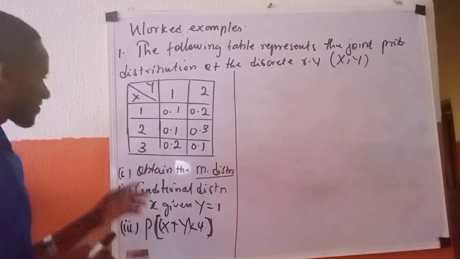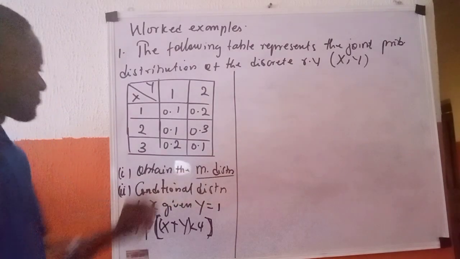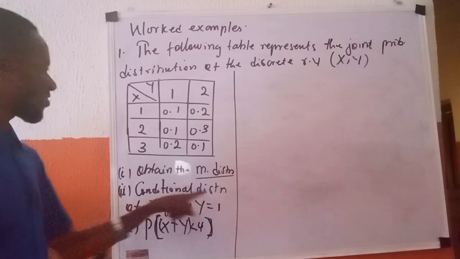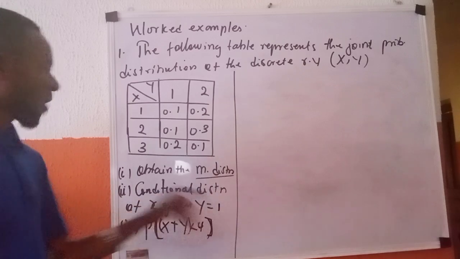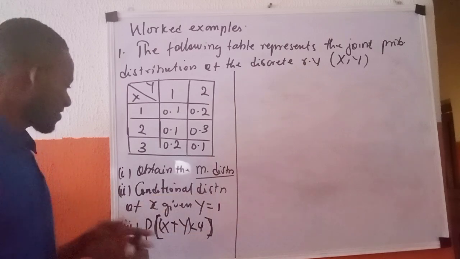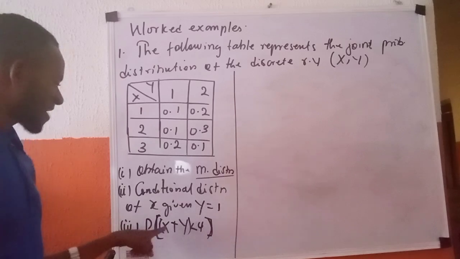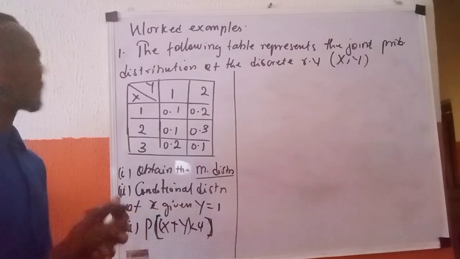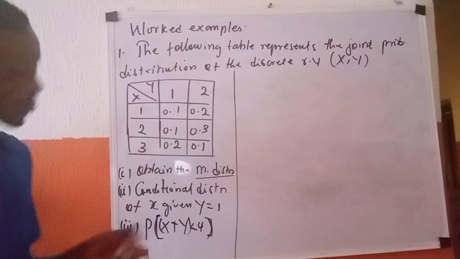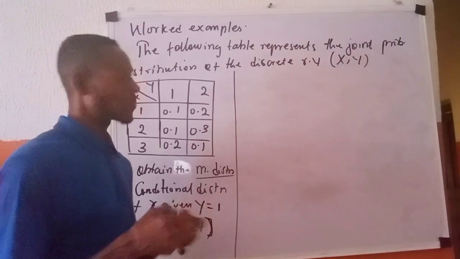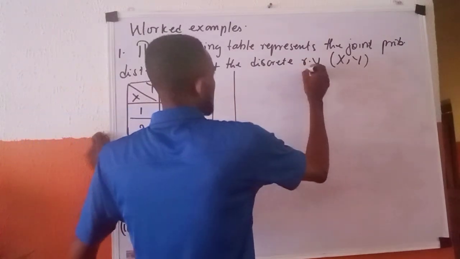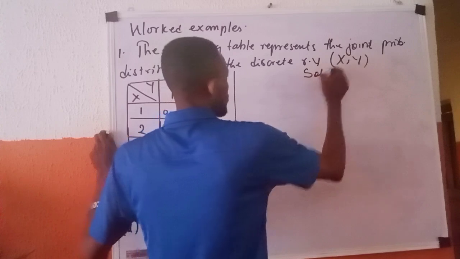So here, obtain the marginal distributions. Here, obtain the conditional distribution of x given that y is 1. And here, the probability that x plus y is less than 4. So we are going to solve together with you. We'll make effort to see whether we can add flesh to the much we have seen. So, solution.